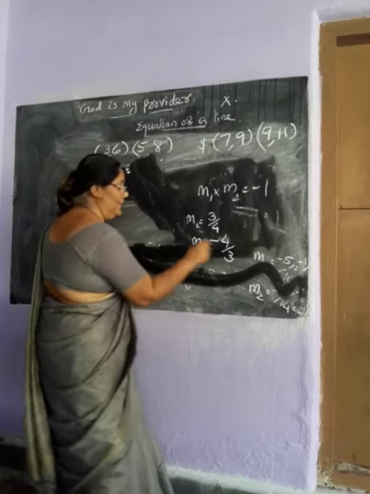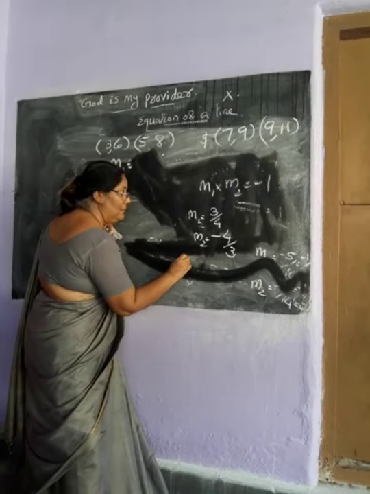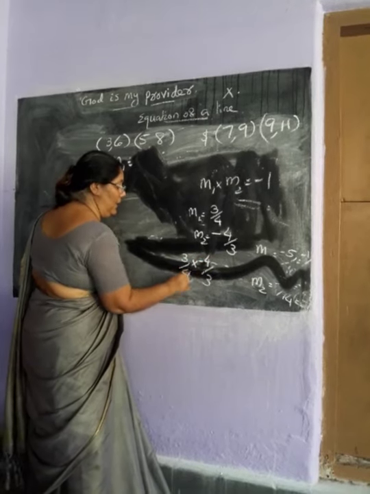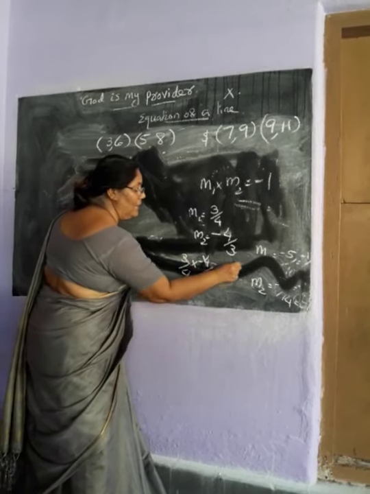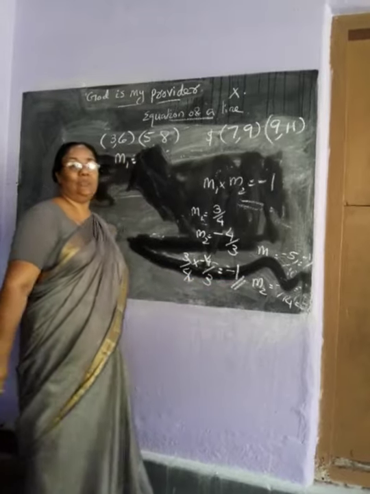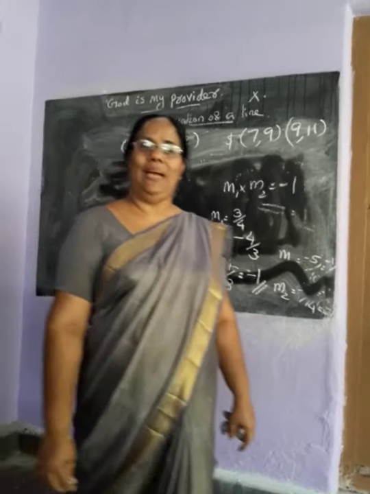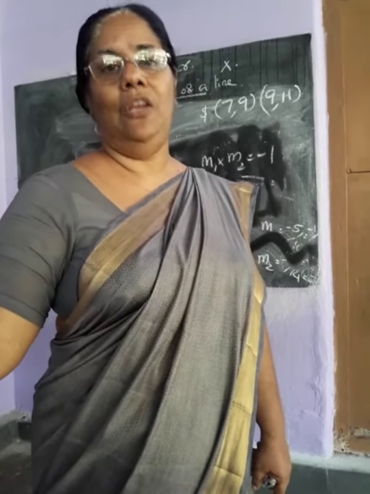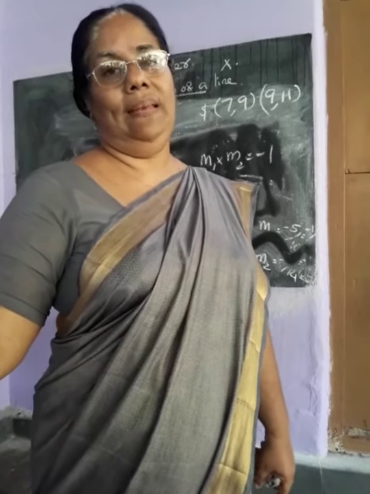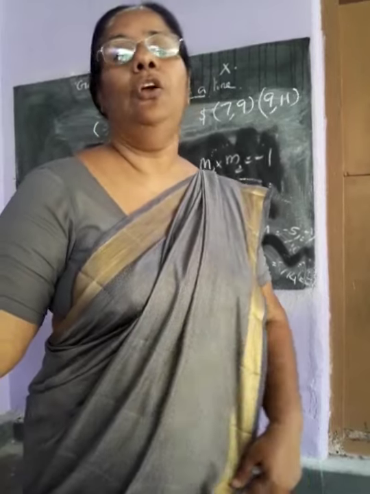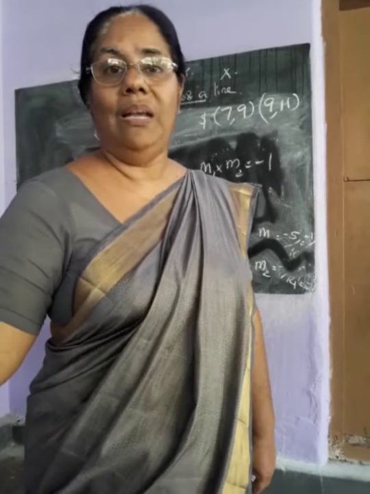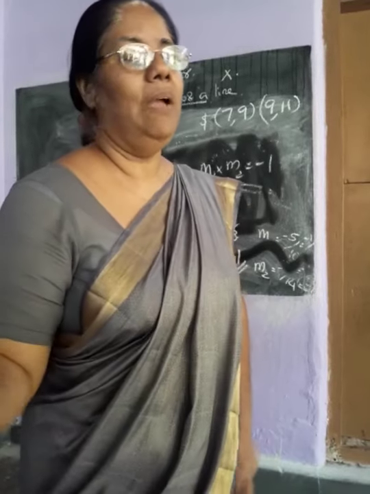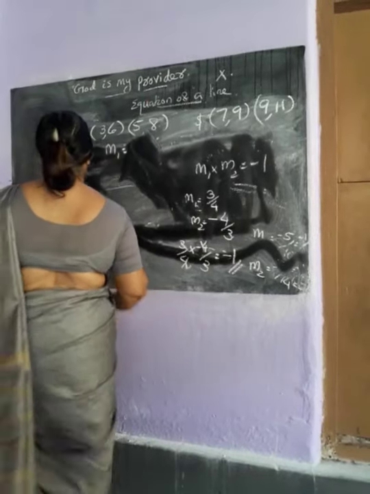Yes, we can verify that. m1 is 3 by 4 into m2, minus 4 by 3. After cancellation, what is the answer? Minus 1. Therefore, we can prove that two lines are perpendicular. Understand? To prove perpendicularity, what's the condition? To prove that m1 into m2 is equal to minus 1. I will give you one example.